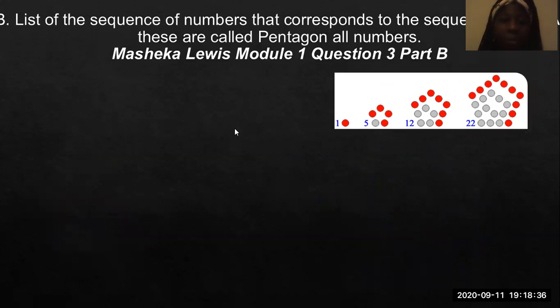Now, part B of the question. List the sequence of the numbers that correspond with part A. So what did we just find in part A? We found that this is 1.